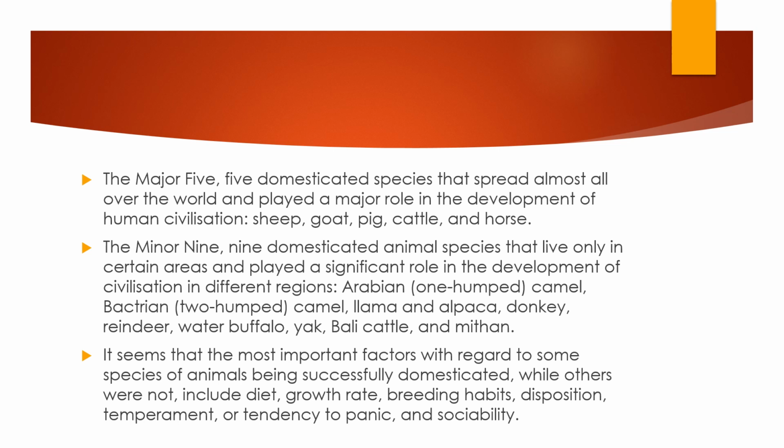It seems that the most important factors with regards to some species of animals being successfully domesticated while others were not include things like diet, growth rate, breeding habits, disposition, temperament, tendencies for them to panic, and sociability.